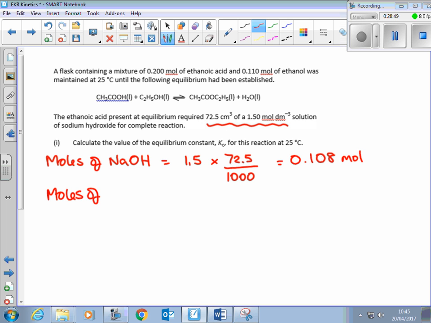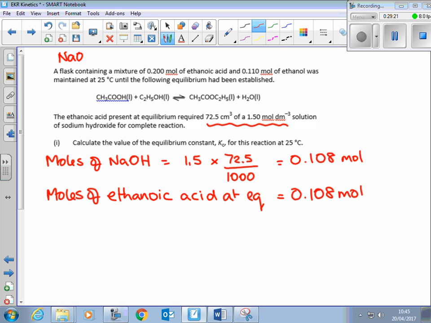So the moles of ethanoic acid, and I don't know whether you really need to write the equation in there, but the moles of ethanoic acid at equilibrium is also that, because if we needed that many moles, it's a 1-to-1 ratio, and we'd really need the equation for sodium hydroxide plus ethanoic acid somewhere. I'll write it in at the top.